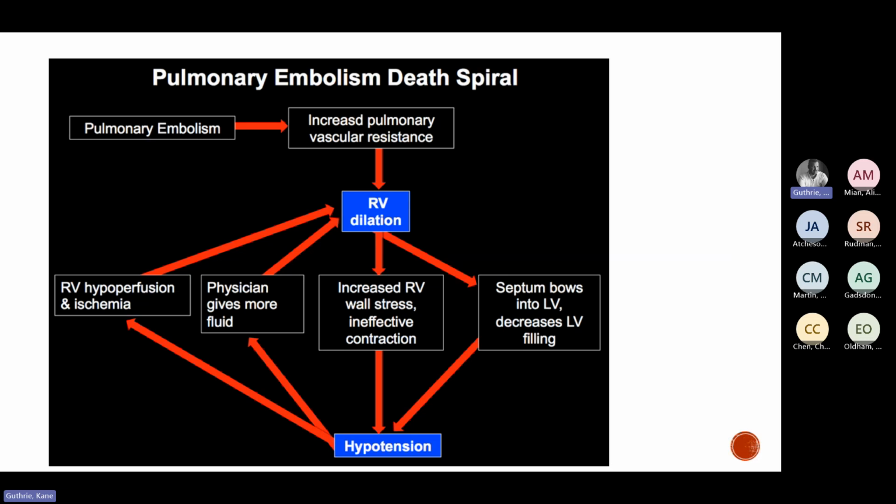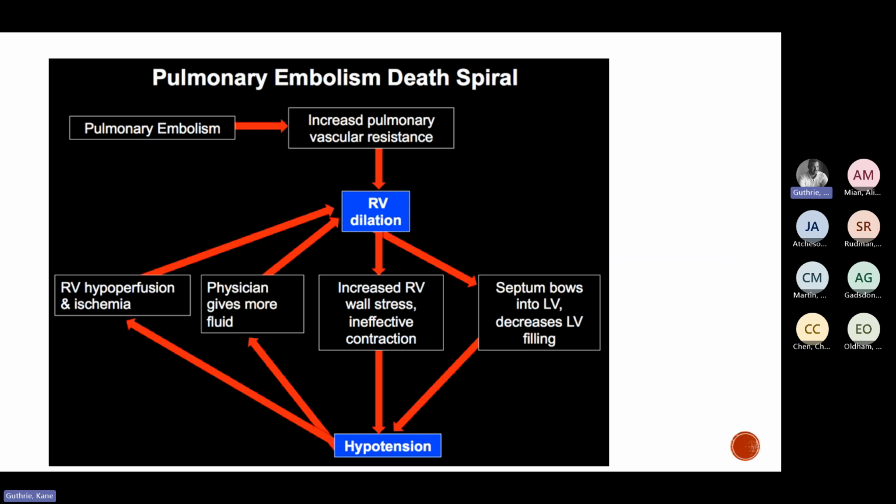So this is just a summary of the physiology, and this is what they call the pulmonary embolism death spiral. So you get a pulmonary embolus, you get this increased pulmonary vascular resistance because it's blocking off that. And from there, you get ballooning of your right ventricle. This leads to hypoperfusion and ischemia. So we're going to give them some more fluids, and they're already hypotensive.